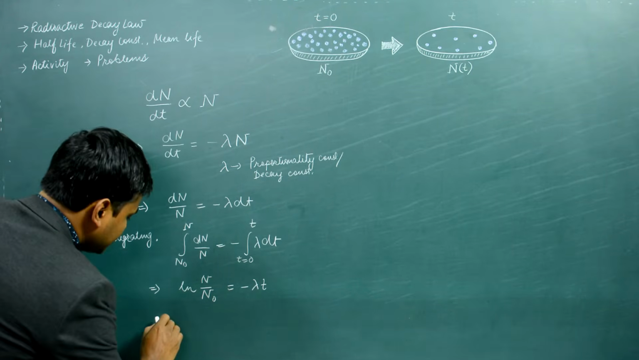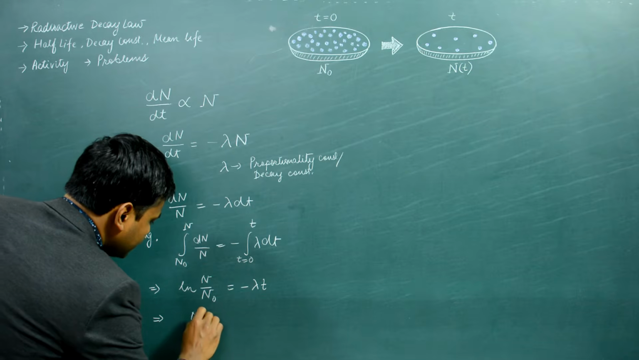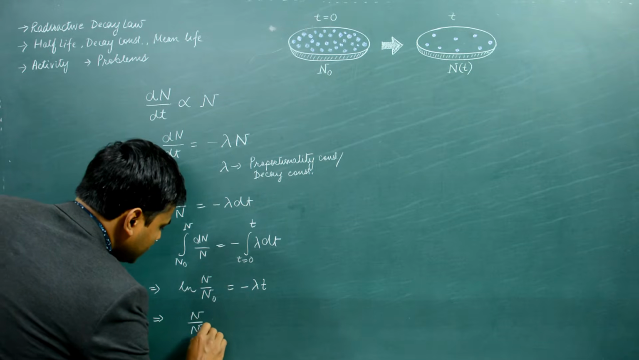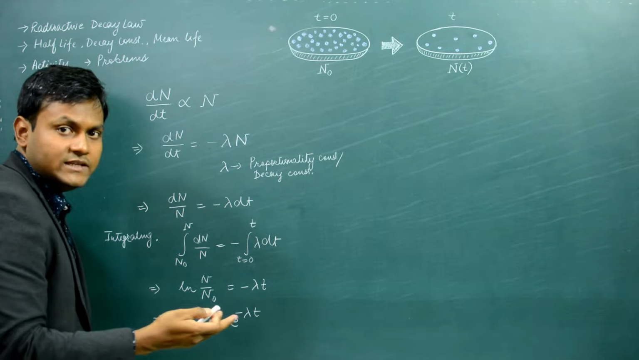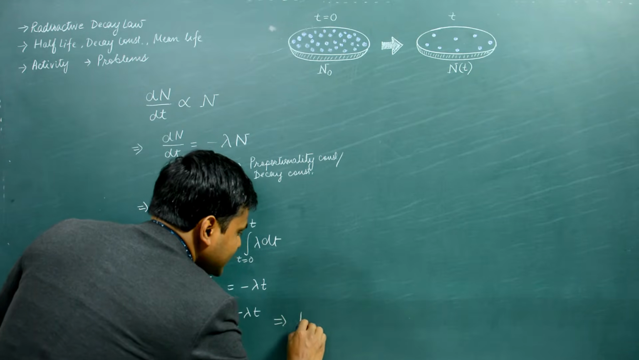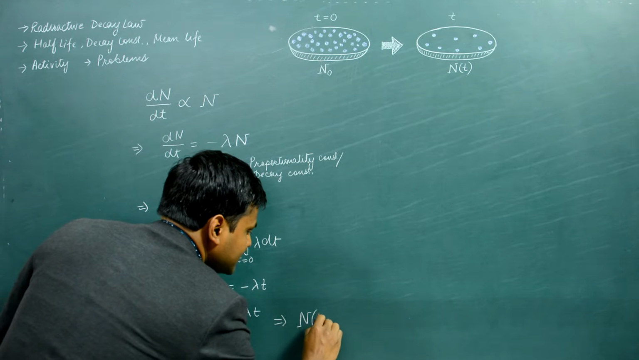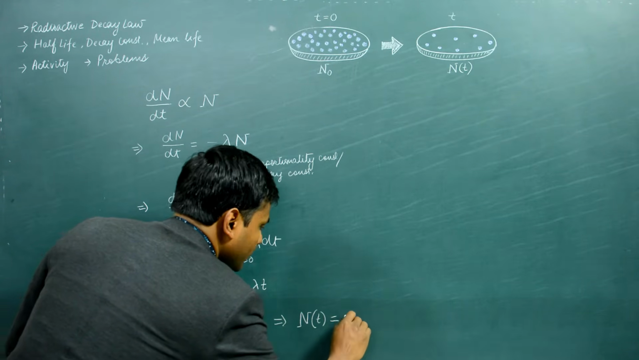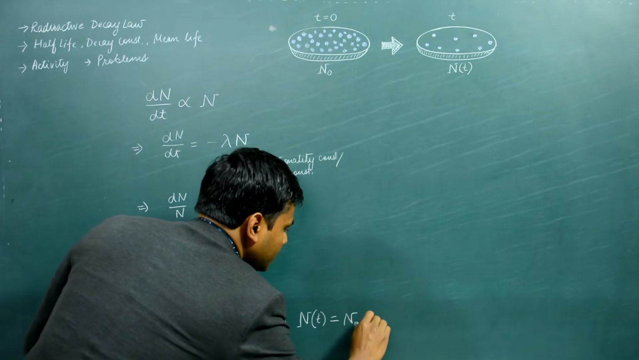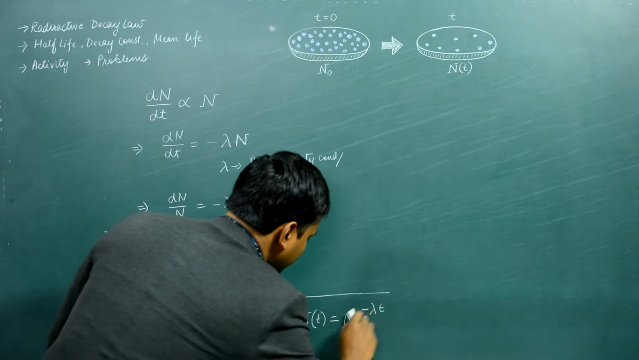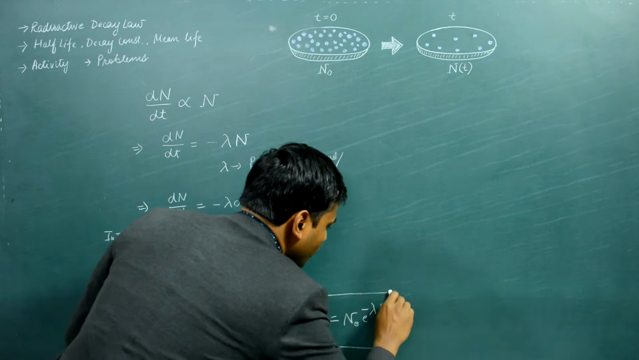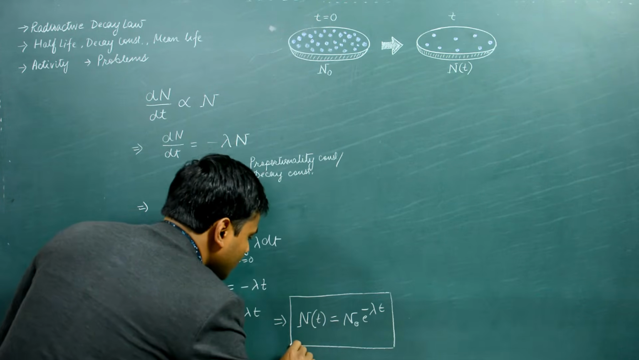All right, now because this is a logarithm, I can basically write this as n by n naught is simply equal to e to the power minus lambda t, which can be rearranged as n, which is the number of particles at time t, is equal to n naught e to the power minus lambda t. So this is the radioactive decay law which any kind of radioactive sample follows.